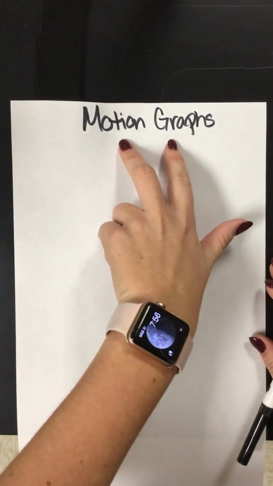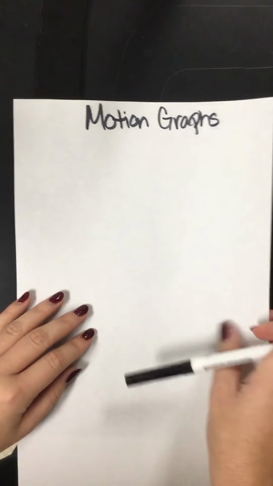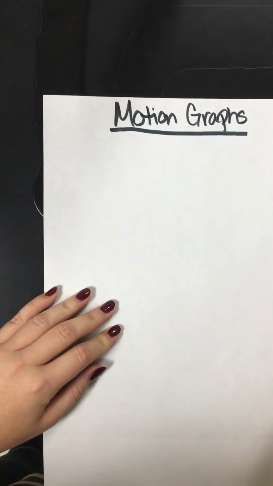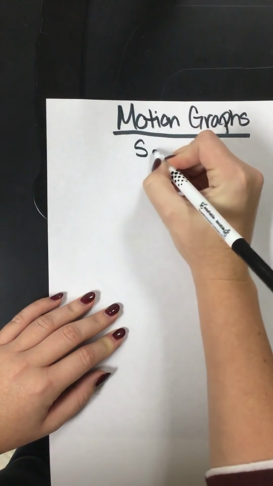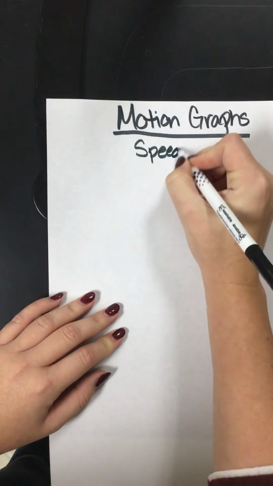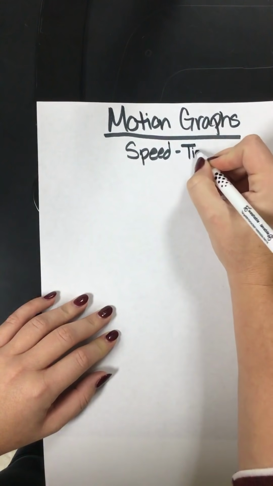Now, you're going to end up having a subtitle today because for motion graphs, we focus on two different types. The first is a speed time graph, which is what we're doing today. And then later on, we'll look at distance time graphs. So motion graphs is your main title, and then we need a subtitle for today for speed time graphs.